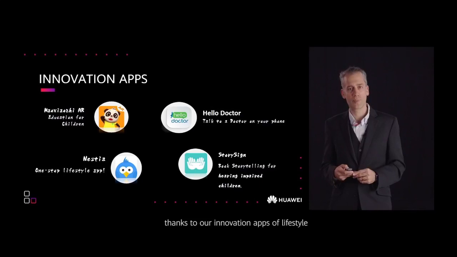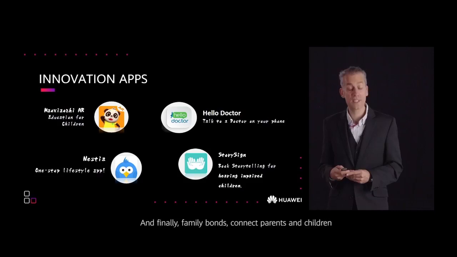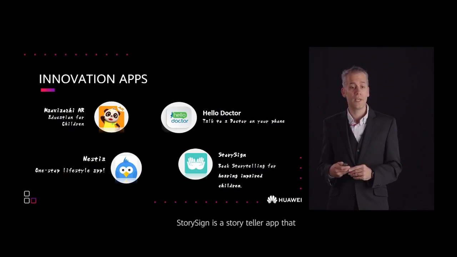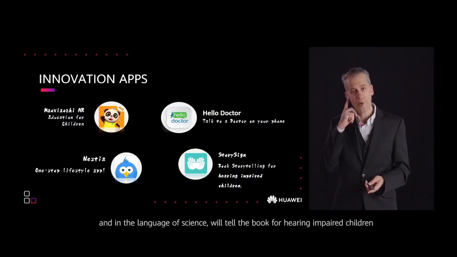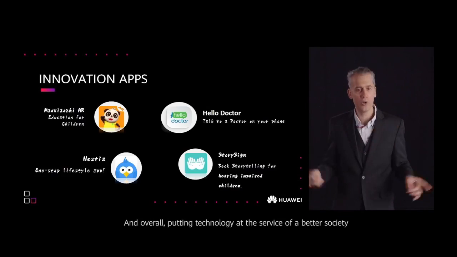And finally, family bonds connect parents and children, especially for children with difficulties. Like example of StorySign. StorySign is a storyteller app that scans a book, creates an avatar in augmented reality in 3D, and in the language of signs, will tell the book for hearing impaired children, making the bonds, children and parents, stronger, and overall, putting technology at the service of a better society.